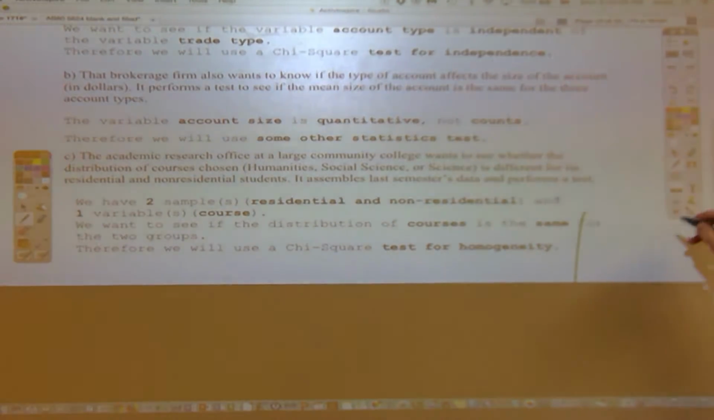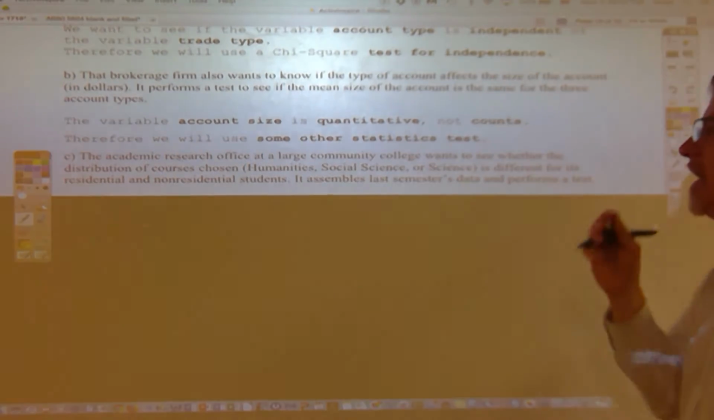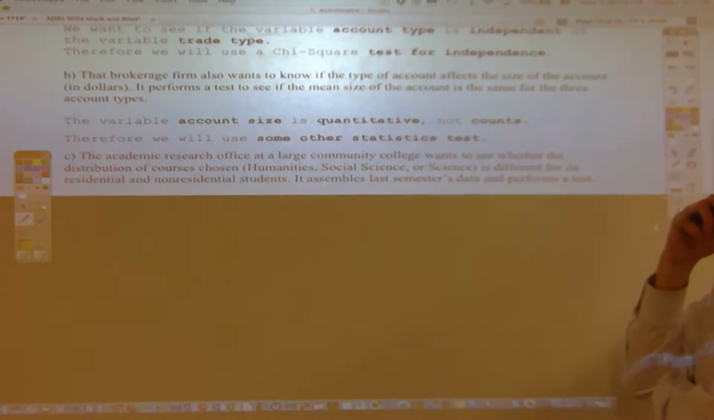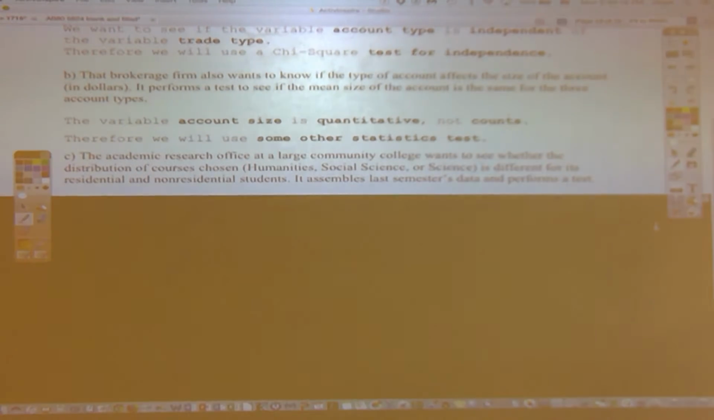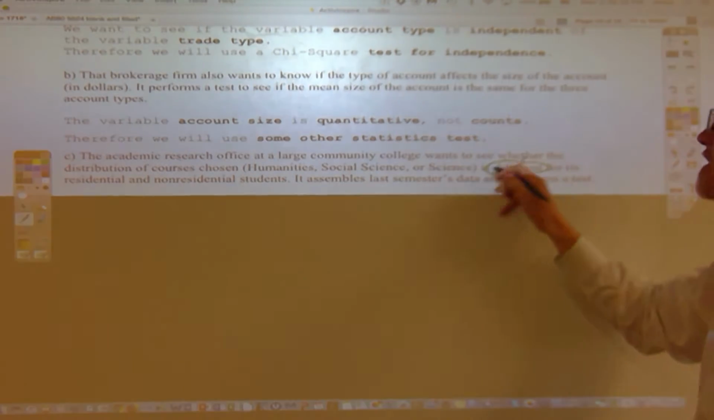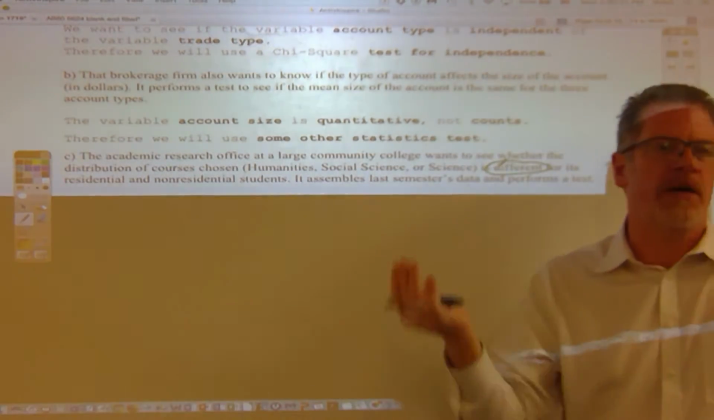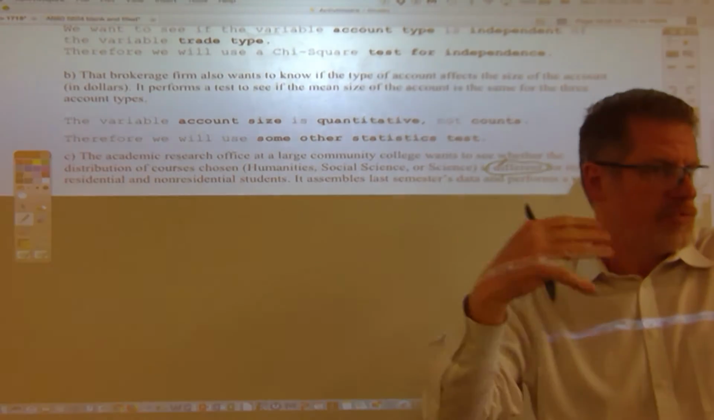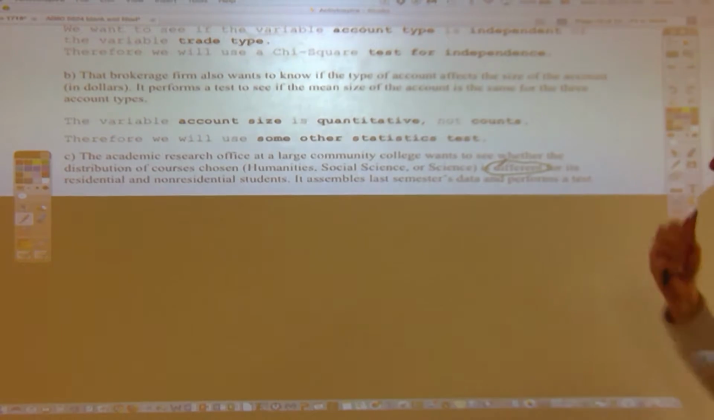Okay? So, part C says the academic research office at a large community college wants to see whether the distribution of courses chosen, humanities, social science, or science, is different. Is it the same or different? They're not asking about independence. They're asking about same, homogeneous, or not the same, different, not homogeneous.